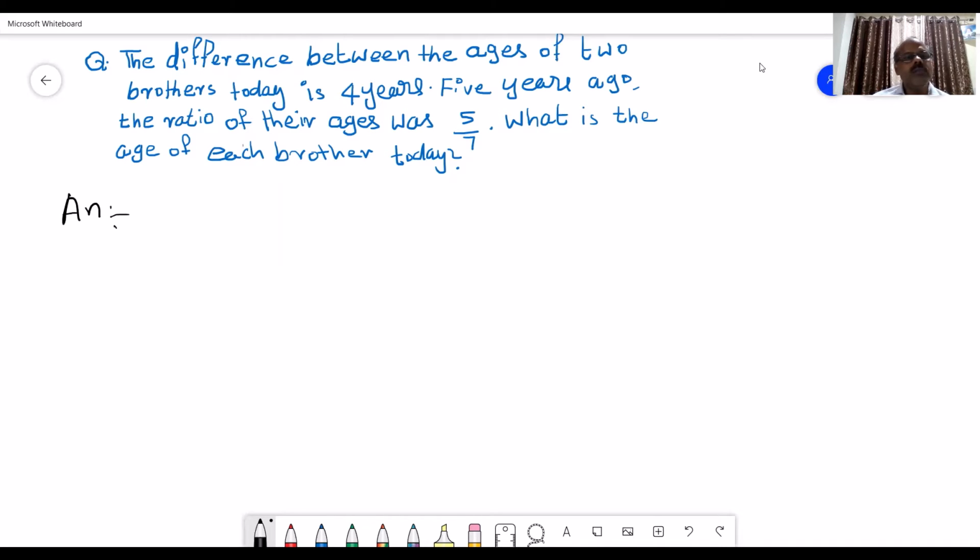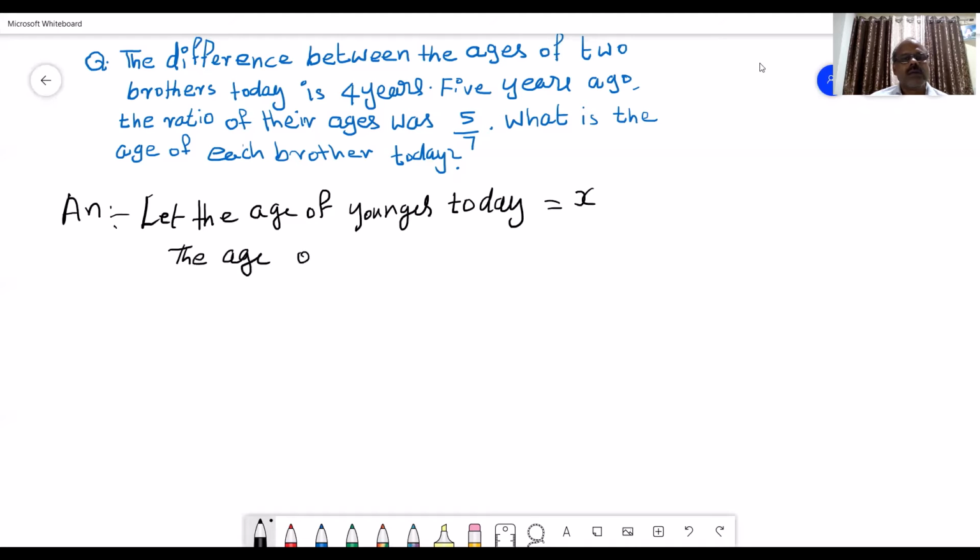Let the age of the younger brother as on today be X. So what will be the age of the elder brother today?